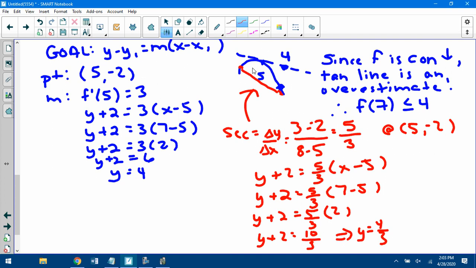And just from my picture, you can see if I take a secant line on something that's concave down, it's an underestimate. So I could say since f is concave down, secant line is an underestimate.